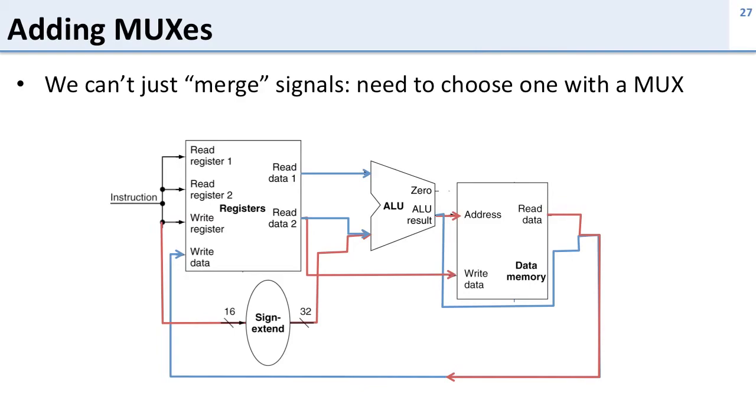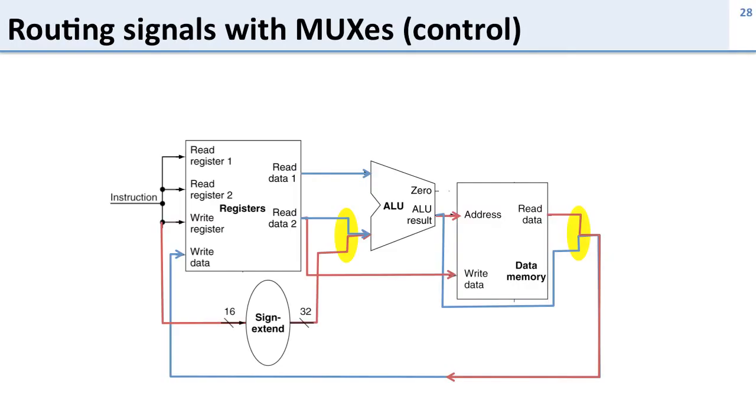Alright, so if you look at this diagram here, there are two places where red and blue lines sort of merge together. But we can't just merge signals, we need to choose one or the other by putting in a mux. So at these two locations here, we're going to have a mux that chooses which signal is used. So which signal goes into the ALU and which signal gets written into the register file. So let's put those in.